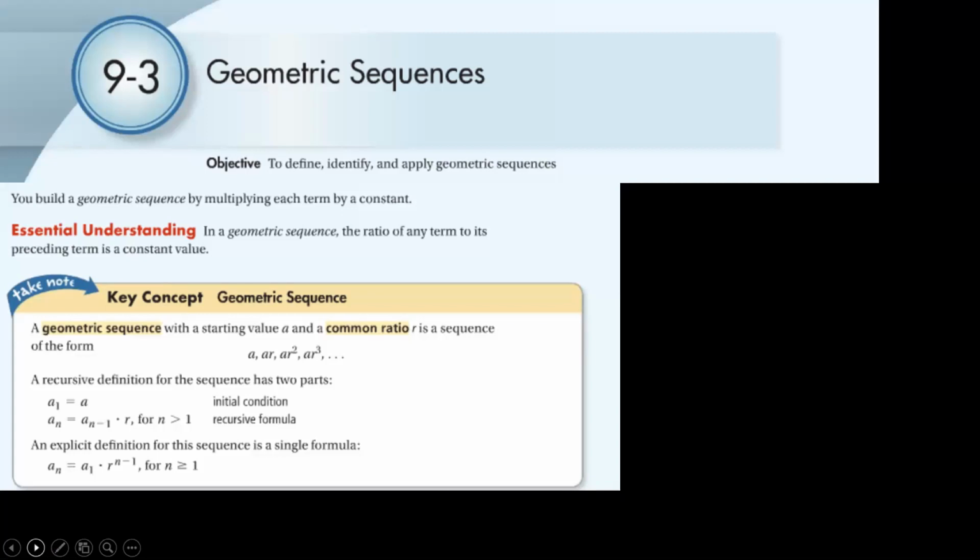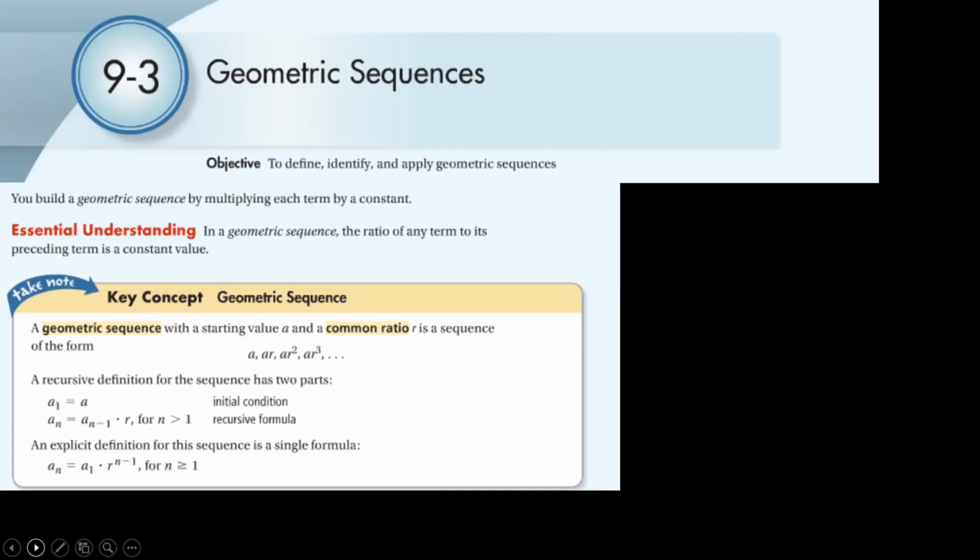And we said also, if I want to determine if this sequence is geometric or not, I do it by finding the ratio. If the ratio is common, it will be geometric. If it's not common, it will not be geometric. Also, we talked about two types of definitions that we can use to rewrite the geometric sequence: a recursive and an explicit.